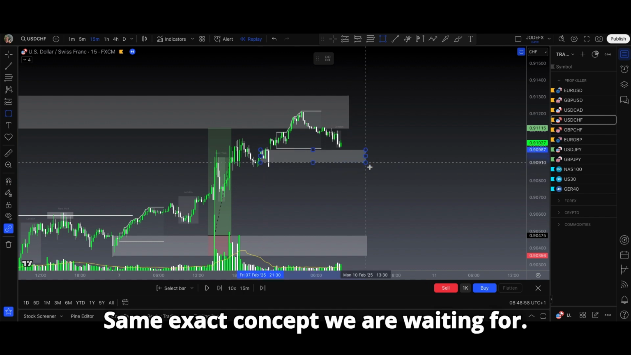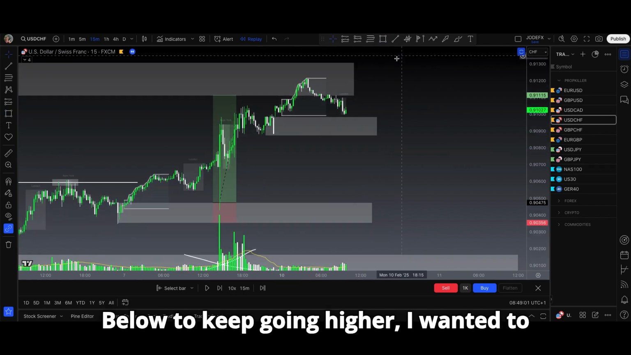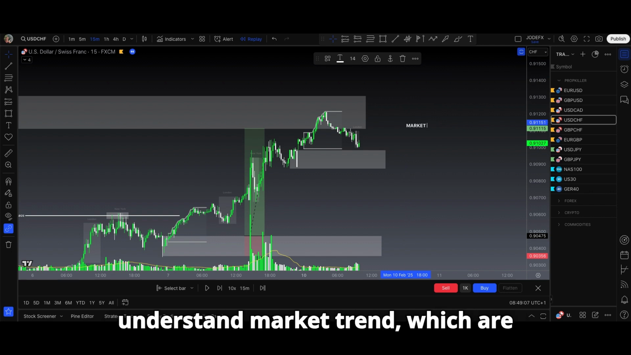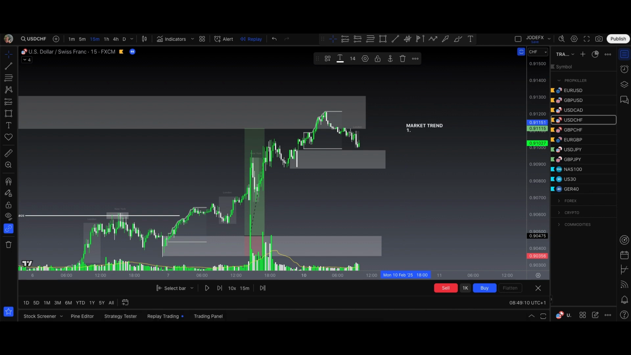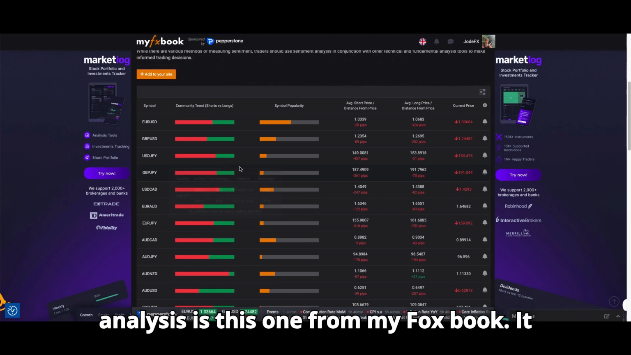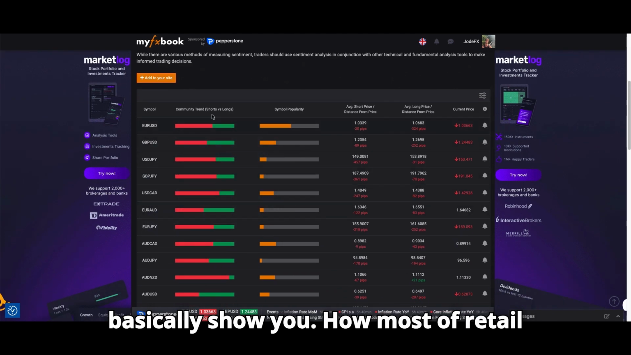Same exact concept. We are waiting for a manipulation below to keep going higher. I wanted to show you two more tools that help me understand market trend, which are sentiment analysis and Mataf. Sentiment analysis, I use this one from my Forex book. It basically shows you how most of retail are positioned.